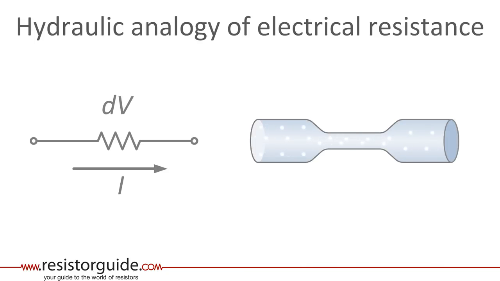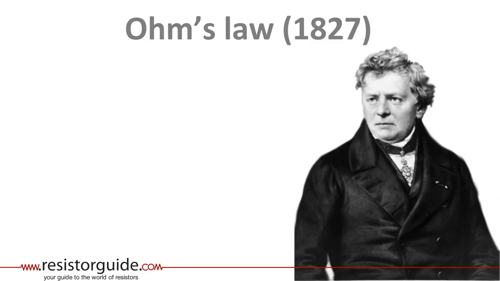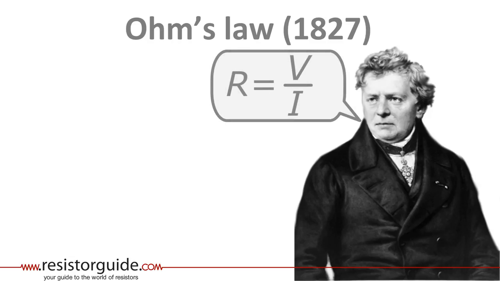We can see this in the water pipe that a pressure drop is created because of the narrow part in the middle. The pressure on the left is bigger than on the right. The resistor has a similar effect. Here a voltage drop is created. The relation between the electrical current, voltage and resistance is described by Ohm's law. Mr. Ohm was a German scientist that discovered in 1827 that electrical resistance is equal to voltage divided over current. In this formula, resistance is in ohms, voltage in volts and current in amps.